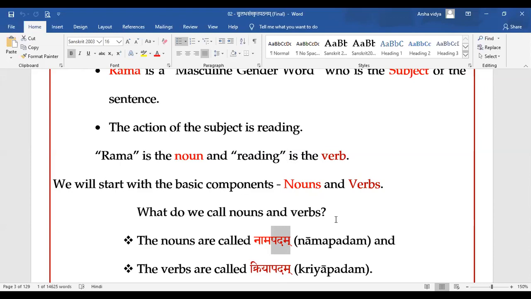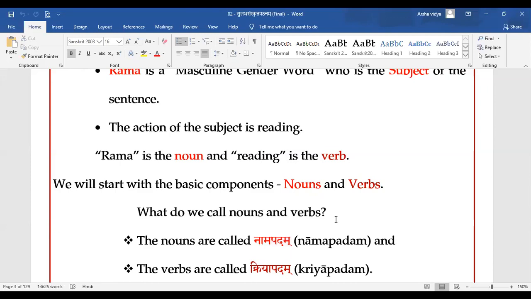For the word, we have many words in Saṃskṛtam. Padam means word. It's a technical name. We cannot call any word Padam. We're going to see that. Padam being a technical word, we will call only certain words Padam. So, Namapadam means noun, Kriyapadam means verb.